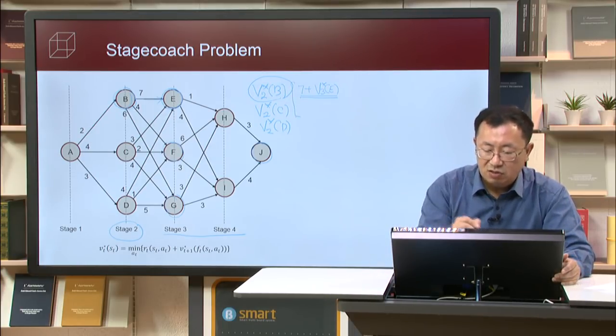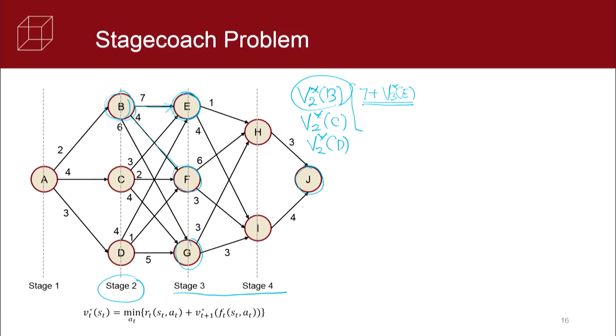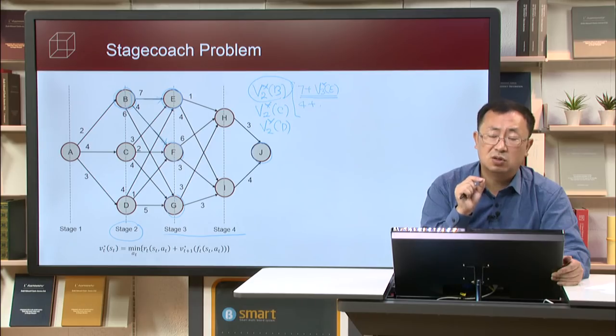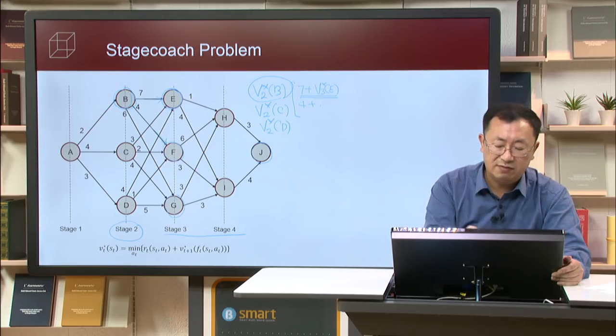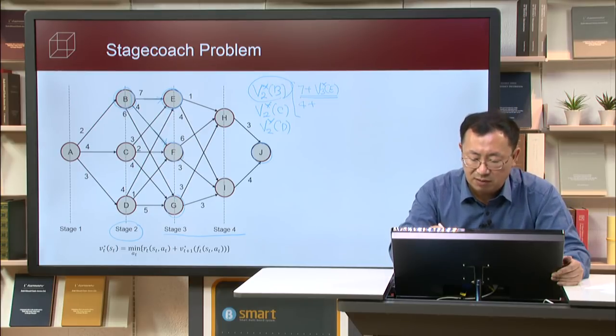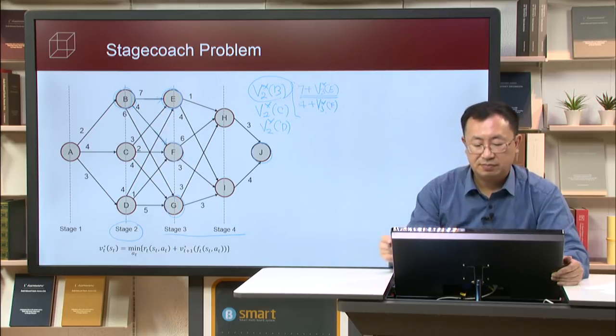And then you also need to consider F as an action to choose. If you choose F as an action, you incur an immediate cost of 4. It takes 4 days to get to F from B, and then you already calculated the shortest path from F to J. That is represented by V3 star F.